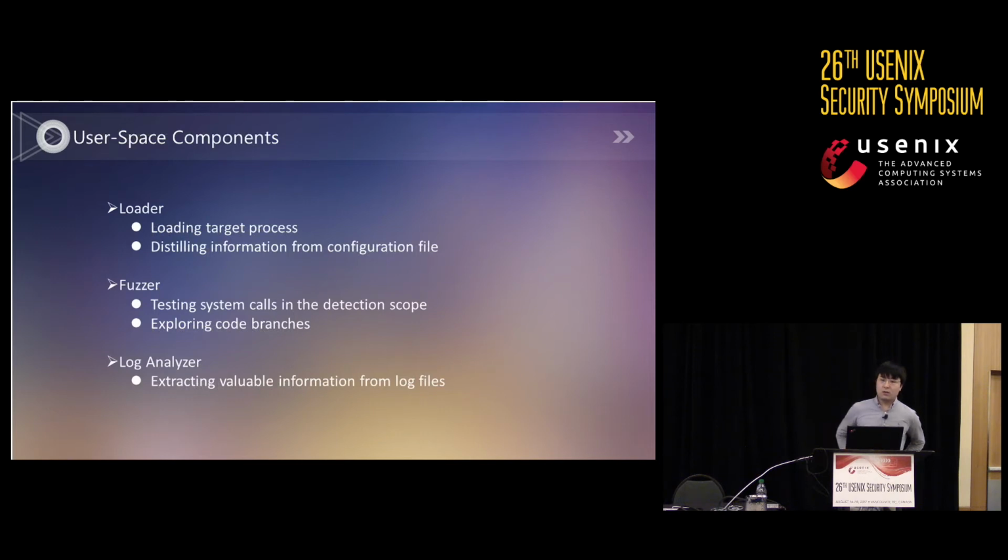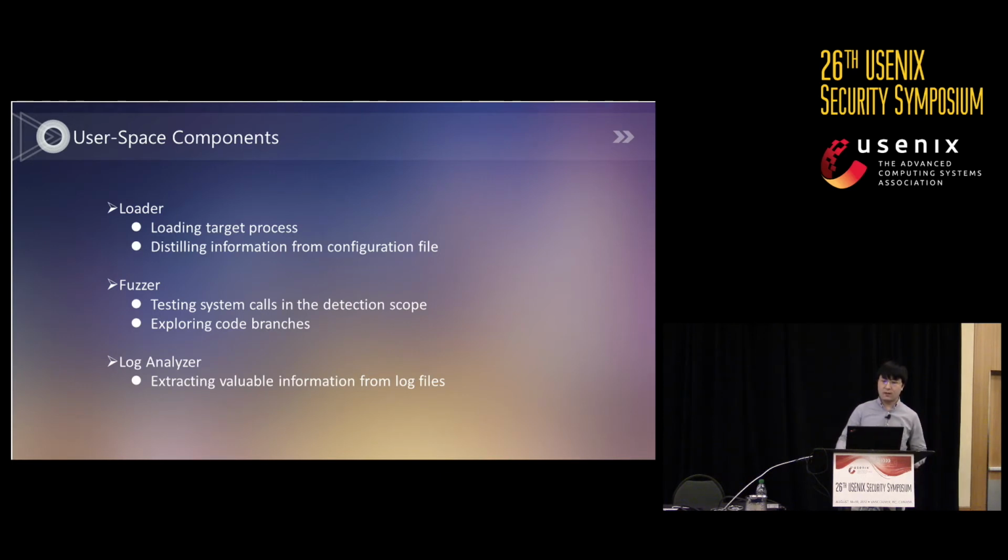There are three modules in the user space: loader, fuzzer, and log analyzer. The loader loads the target process to provide a precise environment for detecting vulnerabilities. In addition, the loader also distills information from config file to the middleware. The information includes the tested system calls, the virtual address of the boundary for proper access event, and so on. I will talk the proper access event later.